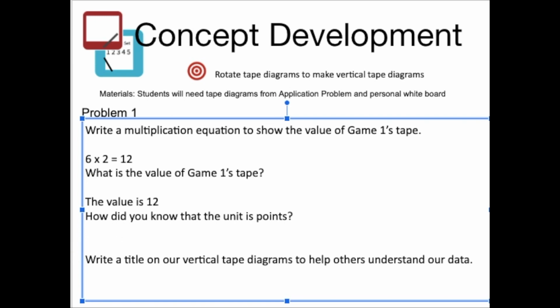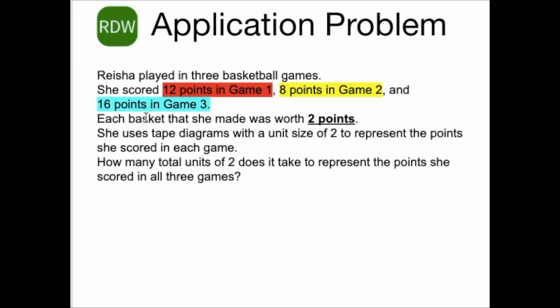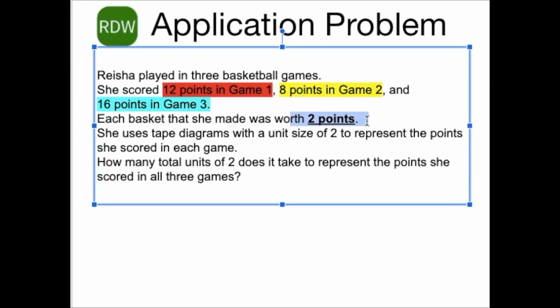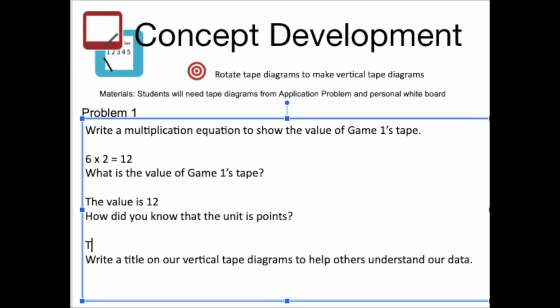And how do you know that the unit is points? Well, when we use our read, draw, write strategy and we read the problem, I'm highlighting specific information and I just so happened to underline that each basket that she made was worth 2 points. This is information that they gave us. They told us this. We did not have to guess about this information. So the information was provided.